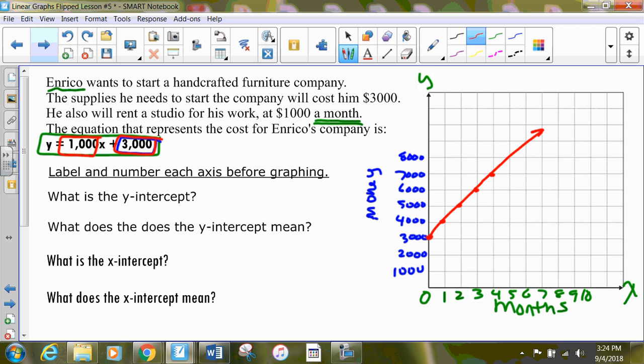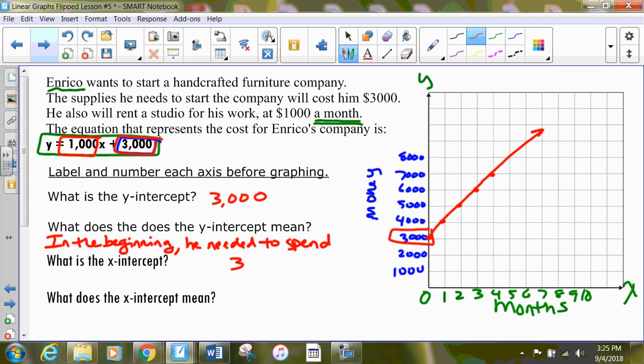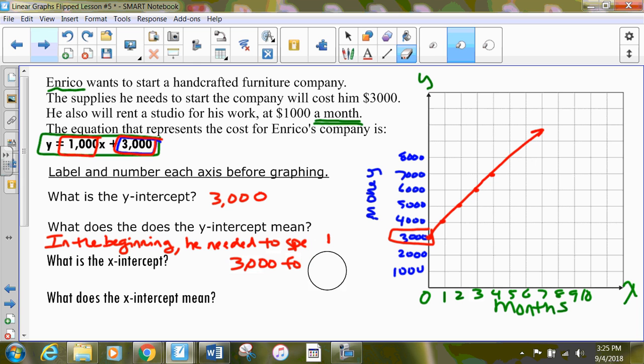There we go. All right, so what's the y-intercept? The y-intercept is 3,000. And what does it mean? Well, it means that in the beginning, he needs to spend $3,000 on supplies. So we're going to say in the beginning, you can say at the start, in the beginning, he needed to spend $3,000 for supplies.